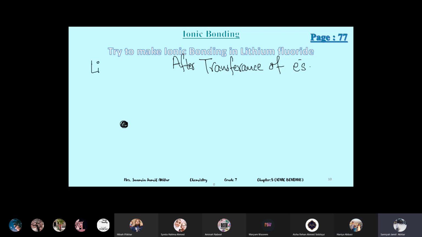Okay, after the transference, it's lithium fluoride. So lithium and fluorine. First you have to see the periodic table. Lithium is 3, so 2, 1. Yes, and fluorine has 9 electrons, so 2 and 7.